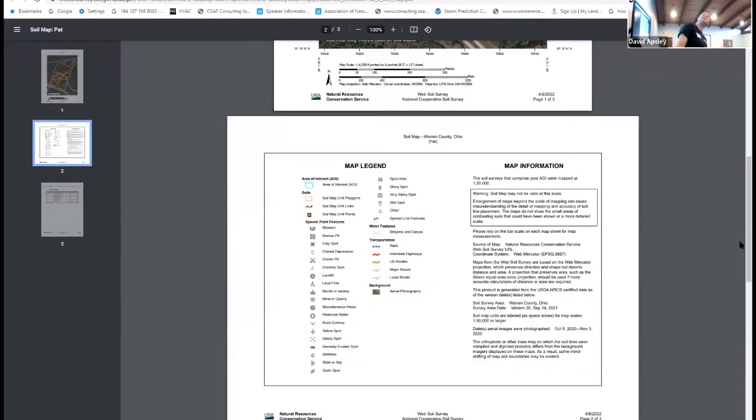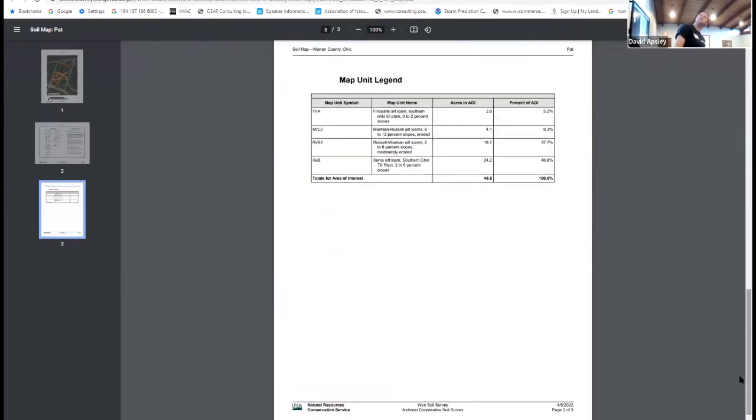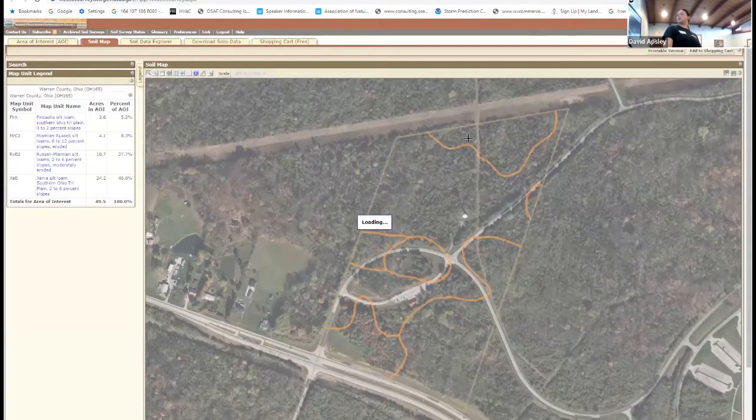We have our legend. And then that little table that tells you the names of the soils. Then you can save this and have it for reference later. You can also save some of the reports.